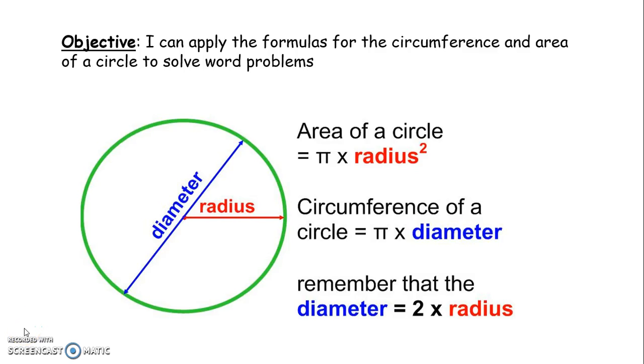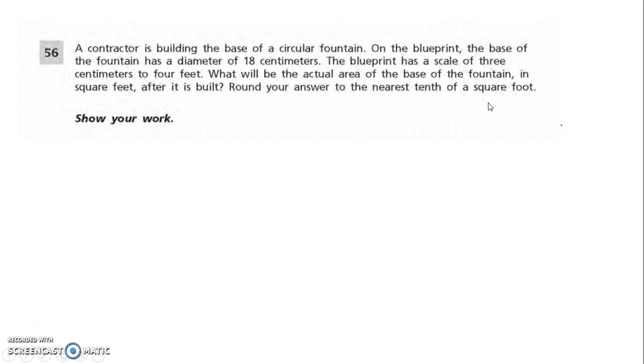Tonight's video is our last video talking about area and circumference of circles. Our objective tonight is I can apply the formulas for the circumference and area of a circle to solve word problems. On the New York State test, they often wrap circumference and area problems within larger word problems. So that's what I want to handle tonight. So let's take a look.